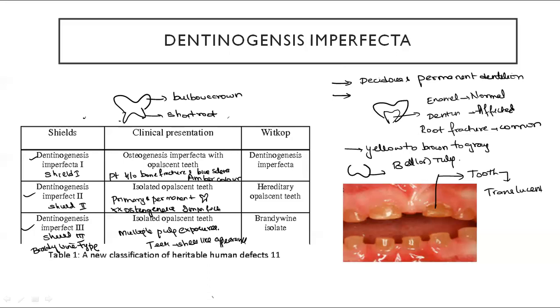And remember one thing, Dentinogenesis Imperfecta type 1 has a bulbous crown and a short root. Okay, and in type 2, primary and permanent teeth are affected. Dentin is very thin and roots are enlarged. Next, Dentinogenesis type 3 or Brandywine type: here you can see multiple pulp exposures and the teeth have a shell-like appearance.